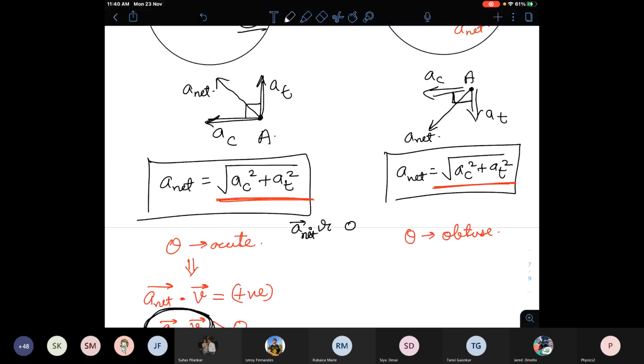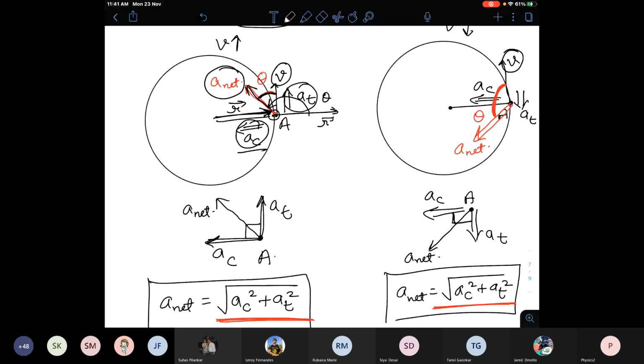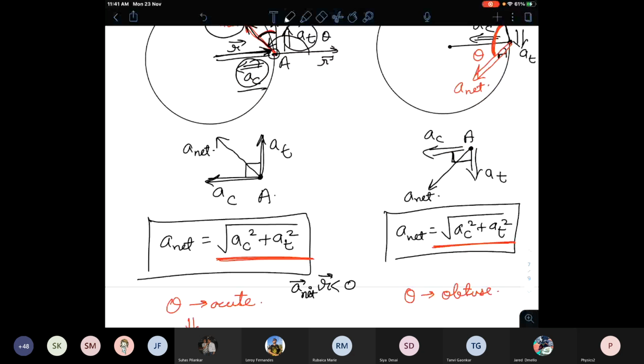Okay, r vector and a vector, you can see that r vector will go like this. So the angle between r vector and a vector here is obtuse. Okay, if it is obtuse, so again it will be negative. So you can vary things. You can create variations, but the reference is velocity.